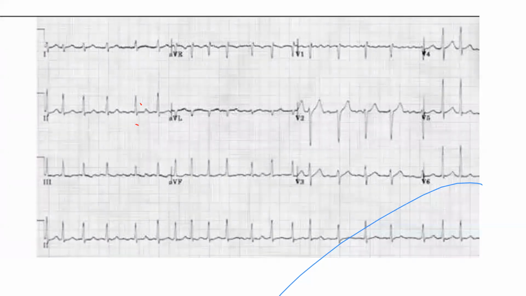What are the causes of AF? I don't remember this one. How to manage fast atrial fibrillation?